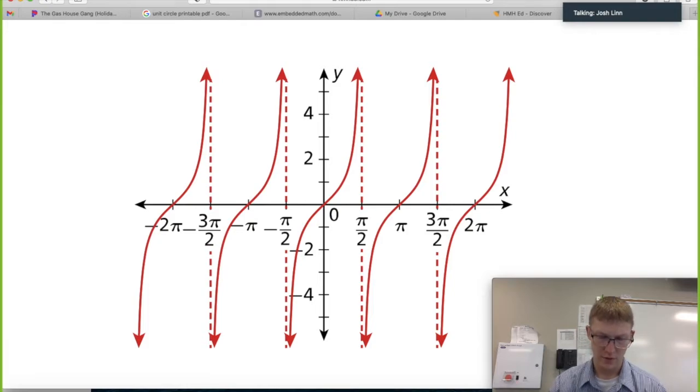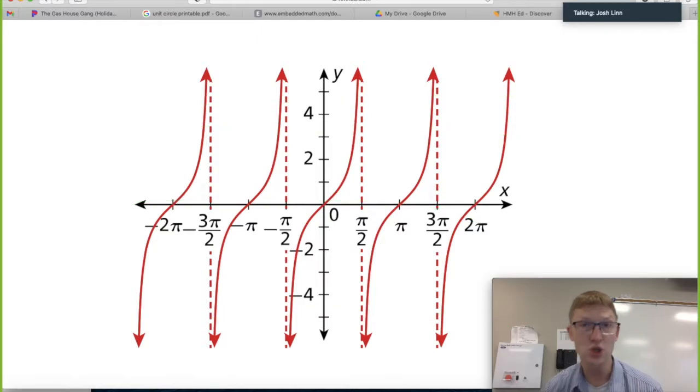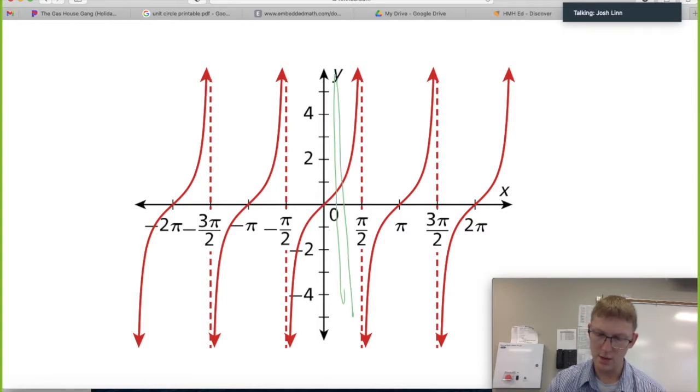Now we have a graph in front of us. If we do our horizontal test, we can put a horizontal line anywhere we want, and we're going to cross one of the lines, right? So our range is all real numbers. However, if we do the vertical line test, whenever we hit these dotted lines, tangent is undefined there.